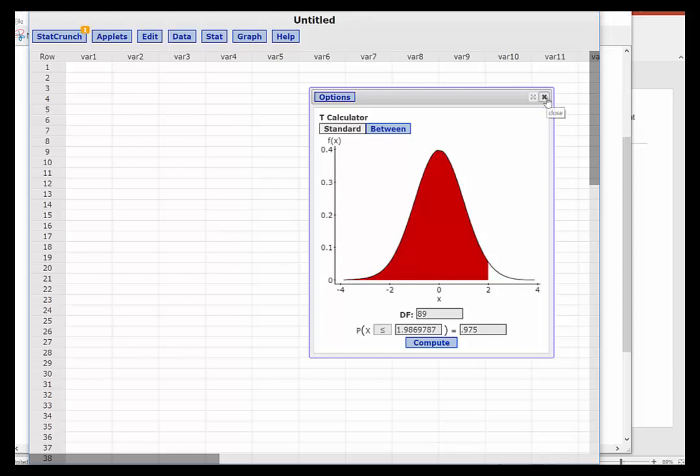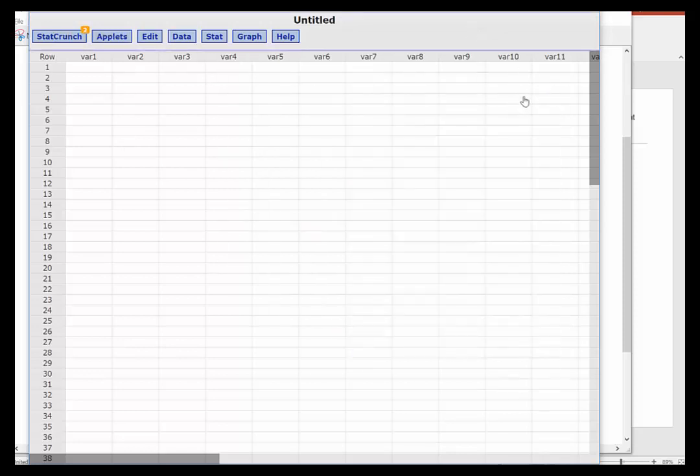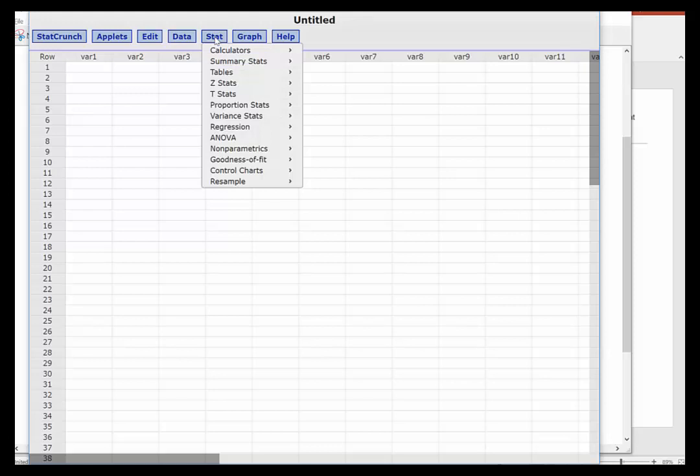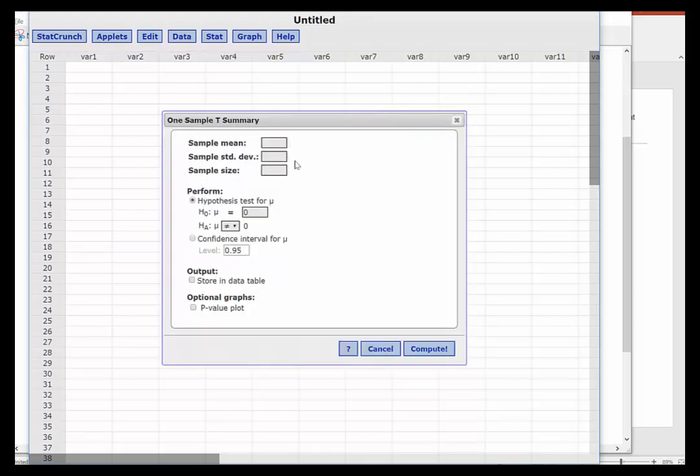We will also use StatCrunch to find the test statistic and the p-value. Since the population standard deviation is unknown and we are using the sample standard deviation as an estimate, we should click Stat, T Stats. This will be a t-test. This is one sample with summary. We don't have data in a table. We have the measures. The sample mean was 3.86. The sample standard deviation is 0.68, and the sample size is 90.